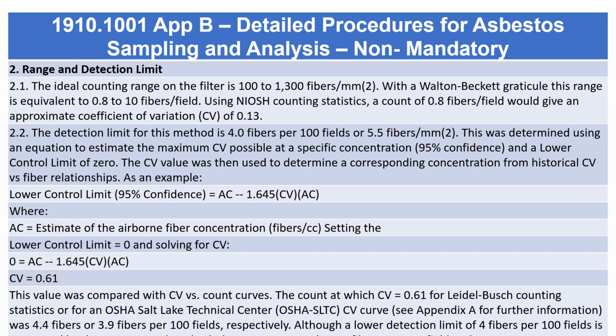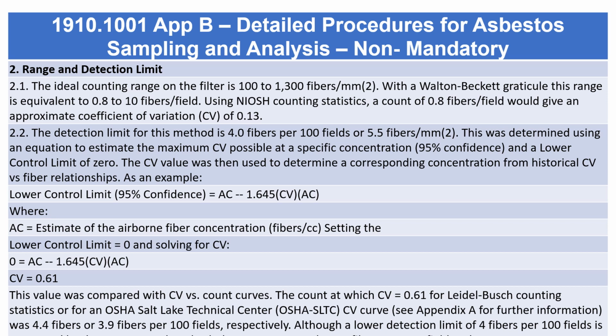As an example, lower control limit, 95% confidence, equals AC minus 1.645 CV AC, where AC equals the estimate of the airborne fiber concentration, fibers/cc. Setting the lower control limit equal to 0 and solving for CV: 0 equals AC minus 1.645 CV AC, so CV equals 0.61.